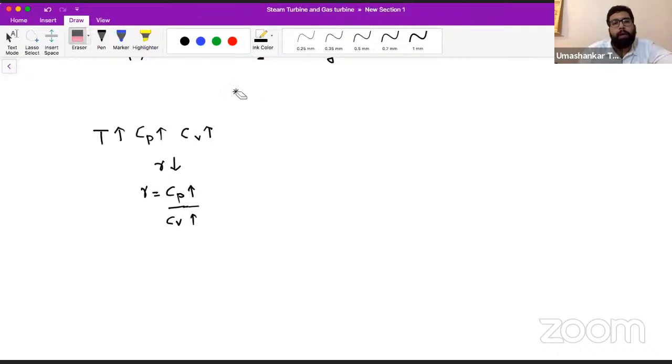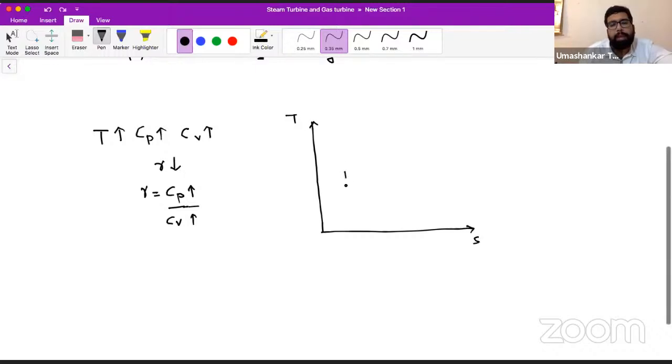All right. So what will be the effect? What will be the effect of these changes? What will be the effect of these changes on our ideal gas turbine cycle?